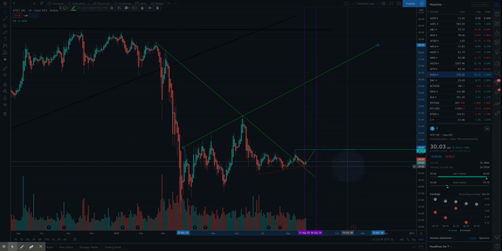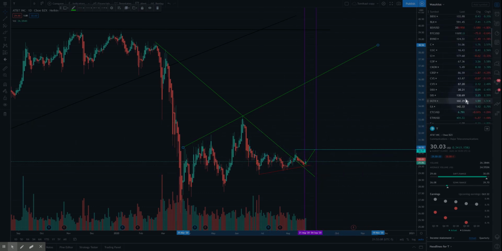And I got October calls for 31. So I got 30 calls for mid-September and 31 for October because I love this setup. This is an amazing setup. So let's look at a couple other ones here.